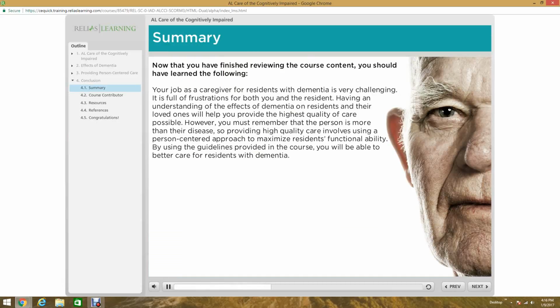Having an understanding of the effects of dementia on residents and their loved ones will help you provide the highest quality of care possible. However, you must remember that the person is more than their disease, so providing high-quality care involves using a person-centered approach to maximize residents' functional ability. By using the guidelines provided in the course, you will be able to better care for residents with dementia.